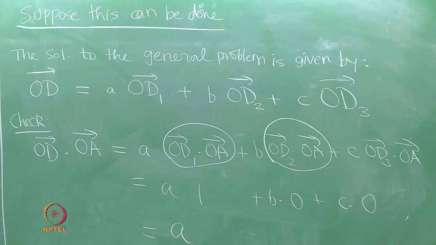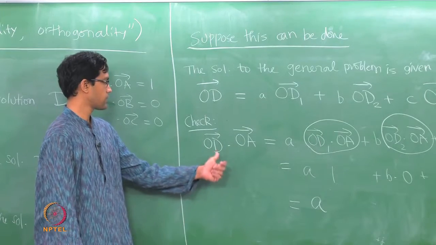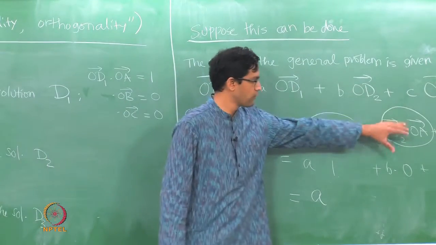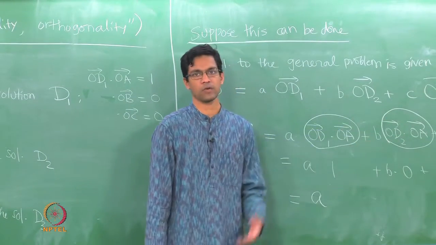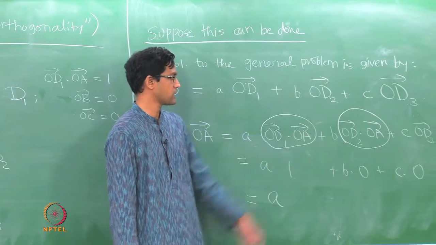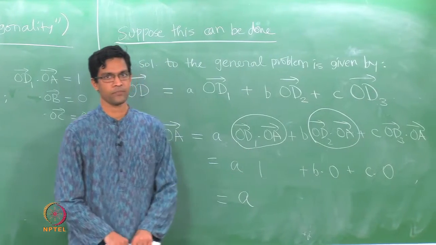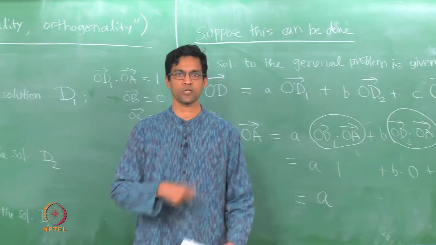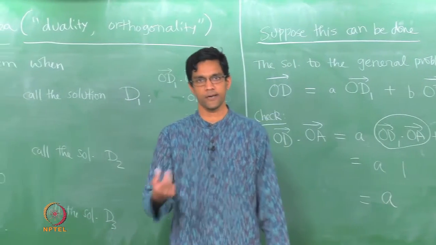Similarly, if you worked out the dot product of OD with OB, then only the second term would give you a 1, whereas the first and the third terms would give you 0. And similarly for the third one, you would only get a 1 in the third term and zeros in the first two terms. So, essentially, if you could solve 3 simpler problems, you can solve the original problem by just taking a linear combination.